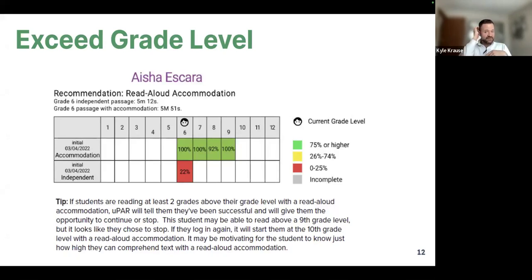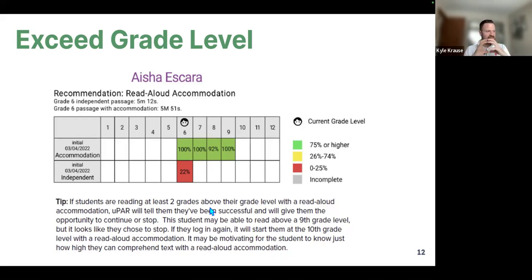So exceeded grade level students, as you can see here, this is a sixth grade student. I can look at the little face icon. That's that student's current grade level. And here I can see that this student, when they have that accommodation, so that text-to-speech read aloud support, can actually get up to that ninth grade level where they're really understanding the material that's being read to them, versus what they can do independently, only answering 22% of those comprehension questions correctly.